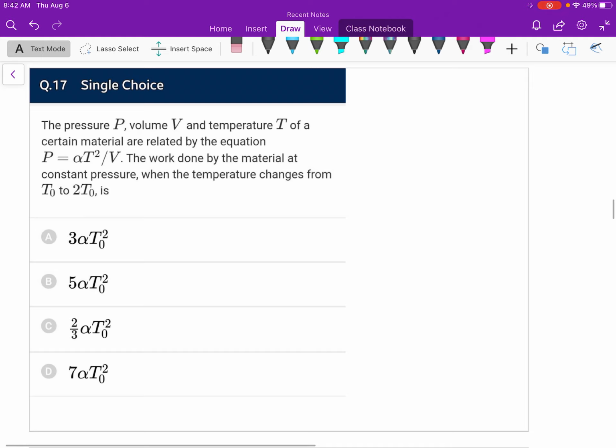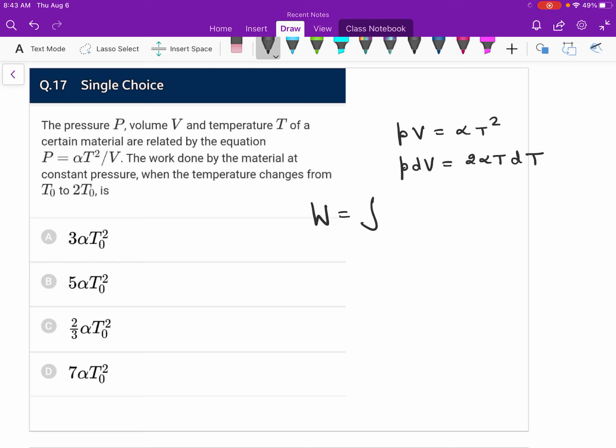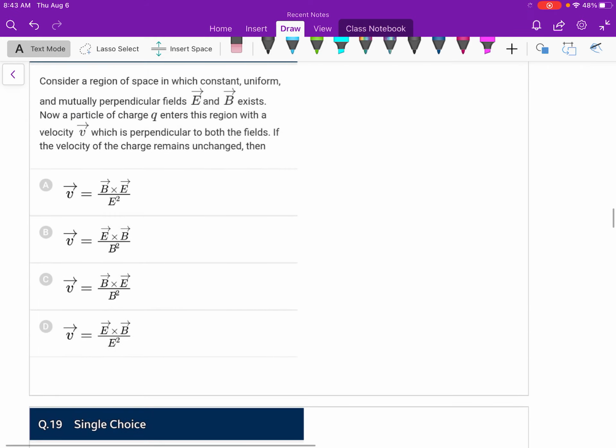The pressure, PVT are given. The work done by the material at constant pressure. So PV equals alpha T square, given. So PdV is 2 alpha T dT. Now work done is the integration of PdV. Substitute PdV as 2 alpha T dT from T0 to 2T0. So this is alpha T square, integration from T0 to 2T0. So that is 3 alpha T0 square. So A is the correct option.